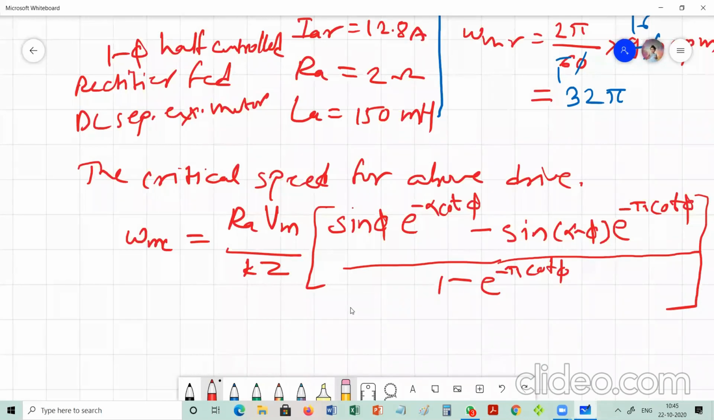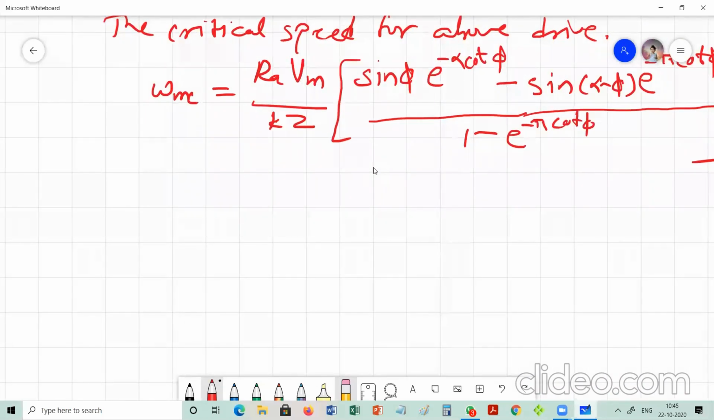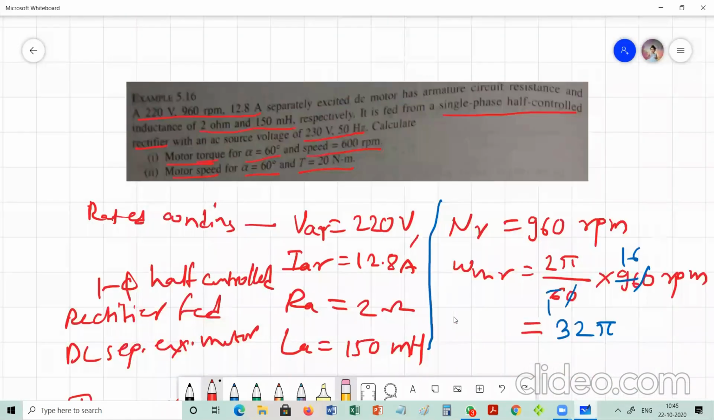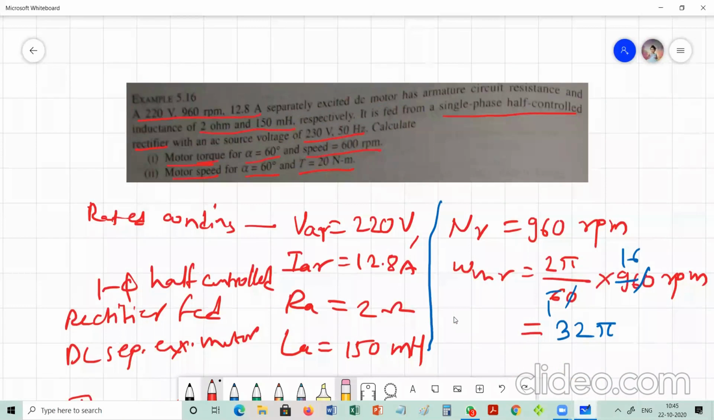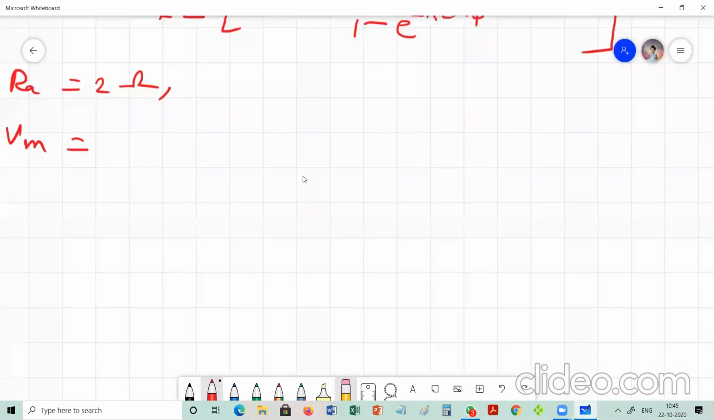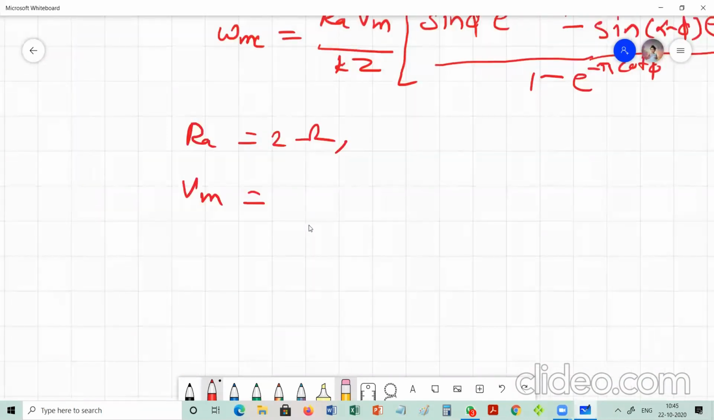One by one, you have to find out the values. So here RA they have given, which is equal to 2 ohm. Then VM is equal to, they have given the RMS value of AC source voltage 230 volt, which has a frequency of 50 hertz. Means VM is equal to root 2 into Vs is equal to root 2 into 230.